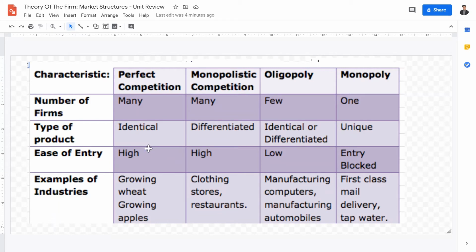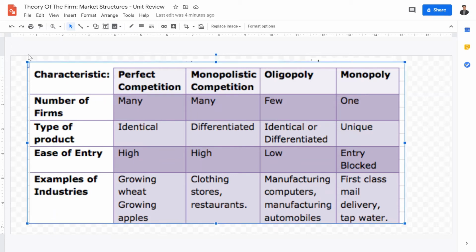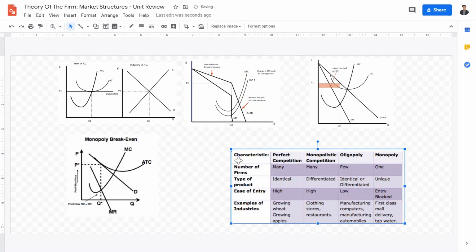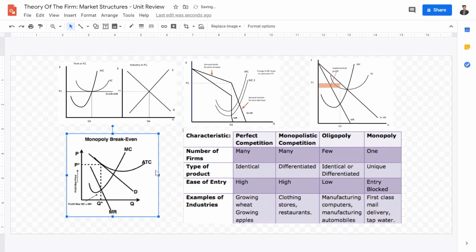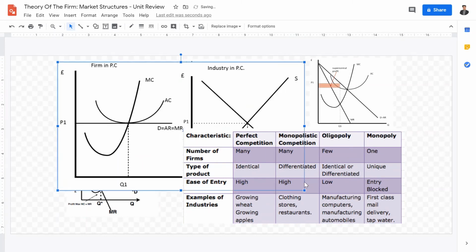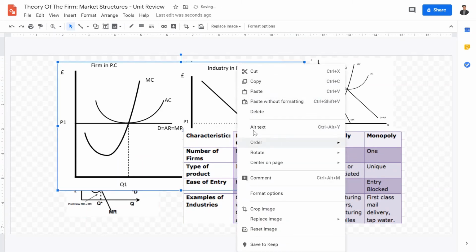Now, there are natural monopolies, legal monopolies, and different types of monopolies. However, the gist of it is that monopolies are where one firm dominates. Some examples are tap water or electricity, where only one firm dominates in the city. Okay, so those are the characteristics. Now, what do they look like?